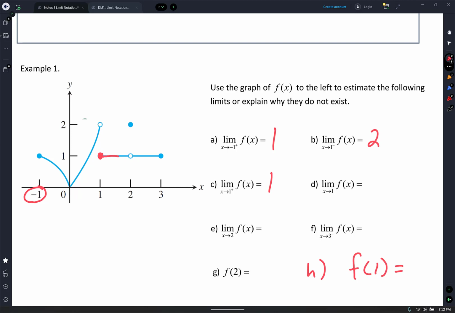All right. Limit as x approaches 1. It doesn't have a plus or a minus, so that means my left-hand side has to match my right-hand side for it to have a limit. Does my left-hand side equal the right-hand side? No. So what am I going to say? DNE. I'm going to spell it out this time: does not exist.